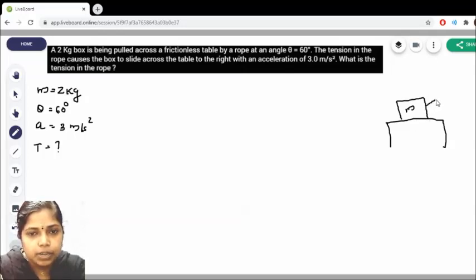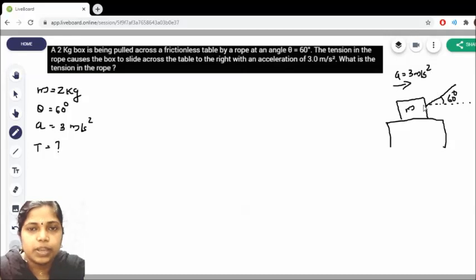Now this box is being pulled by a rope which is making an angle of 60 degrees with the horizontal. And due to the tension involved in the string, the box is moving towards the right with an acceleration equal to 3 meter per second square. So we have to find out what is the tension involved in the string. So by drawing the free body diagram of this object and by applying Newton's laws of motion, we can find out what is the tension involved in the string.